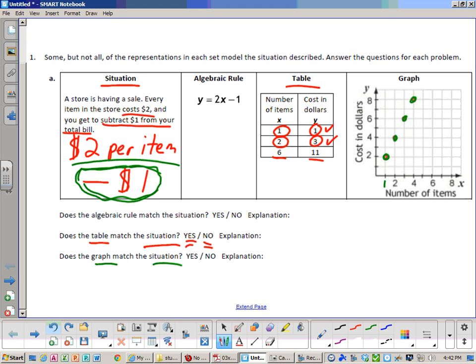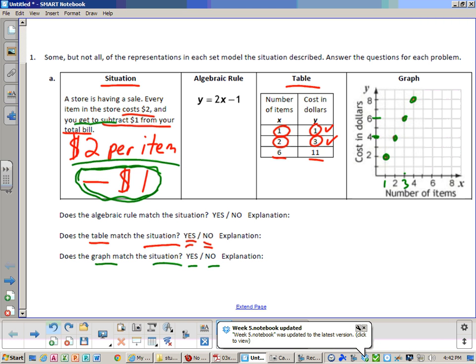For one item, it's 2. For 2 items, it's 4. For 3 items, it's 6. The only problem is, if I'm buying 2 items, yeah, it'll be $4, but they're forgetting to subtract $1 off my total bill. It says that's what I get to do. So if I buy 50 bucks of stuff, then guess what? In the end, it's going to cost me 49 because I get to subtract 1. So, yes or no, guys? Answer it again.